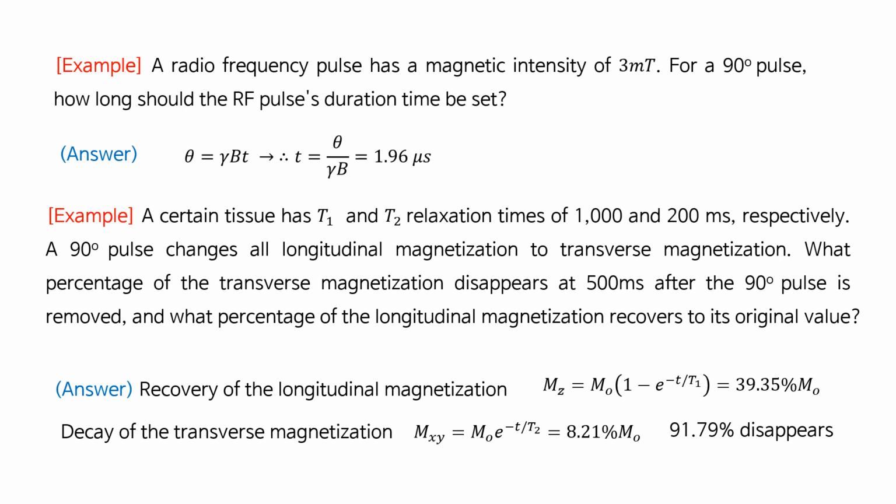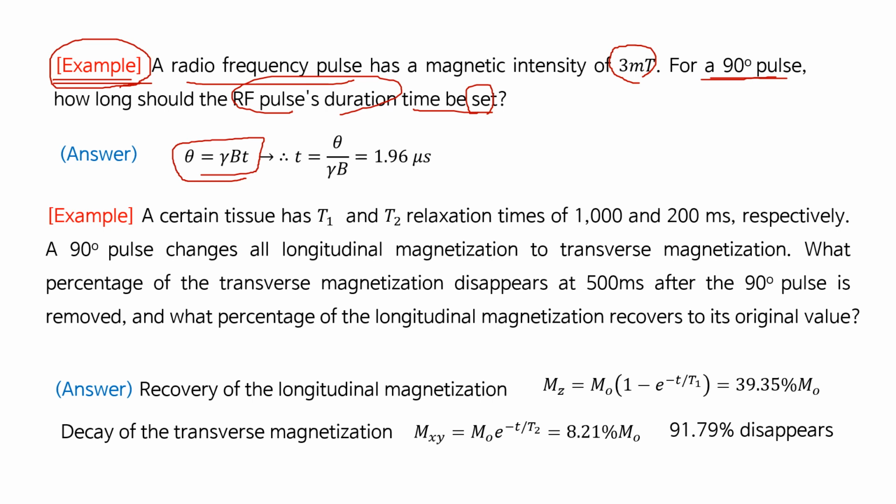Now let's see some examples regarding the topics you already mentioned. A radio frequency pulse has a magnetic intensity of 30 millitesla. For a 90-degree pulse, how long should the RF pulse's duration time be set? We can use this relation, and gamma is known, and B is 30 millitesla, and theta, we want a 90-degree pulse, so pi over 2. So we can get pulse duration time 1.96 microseconds.